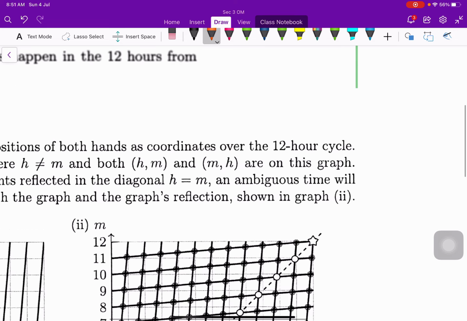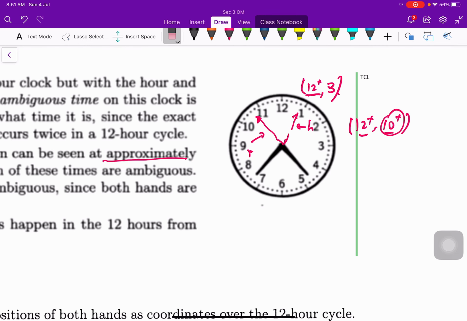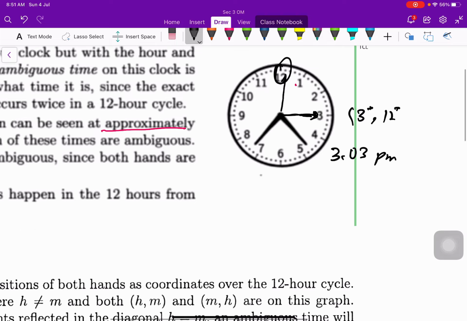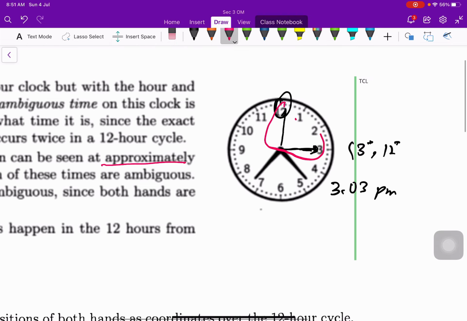Take for example, when we look at 12:15, it will be like this, right? This is 12 and this is 3, right? But you can also think of it as 3 o'clock. You can think of it as 3 plus, and this is slightly more than 12. But slightly more than 12 means that maybe it's 3:03 p.m., and this is ambiguous, right? This would be the ambiguous timing.